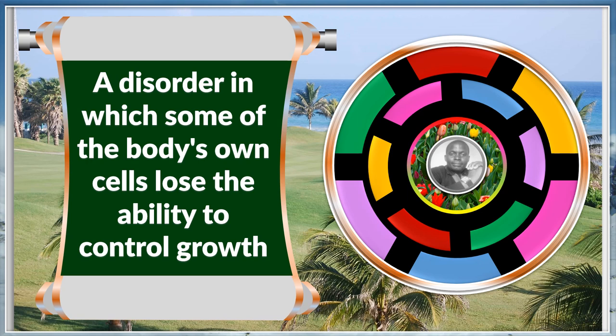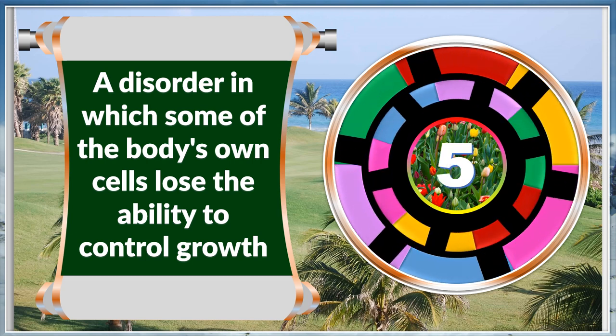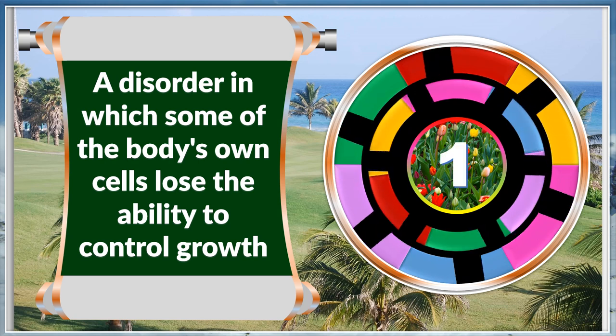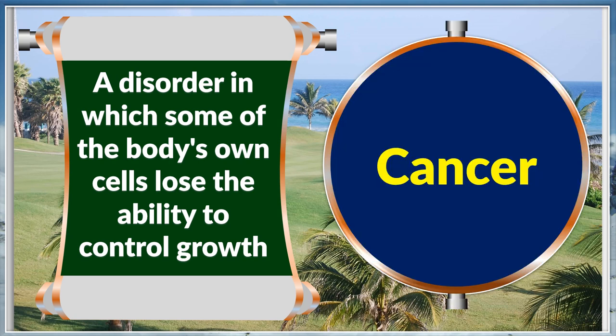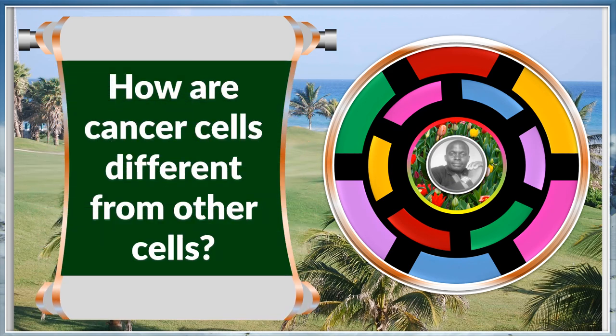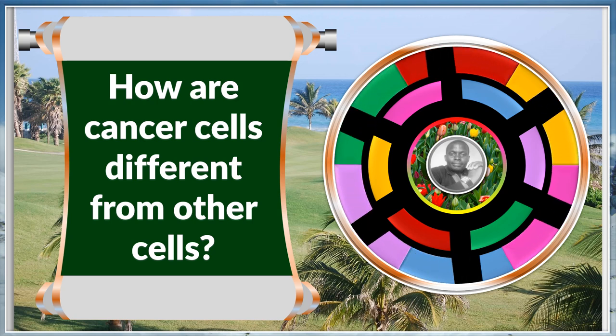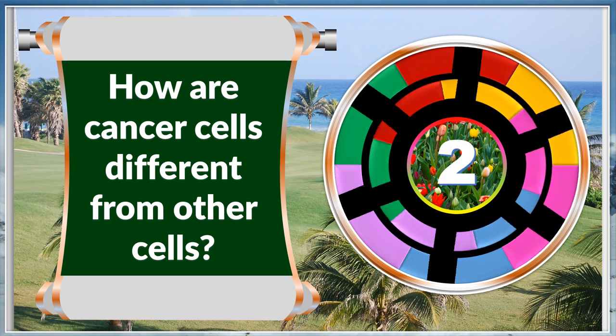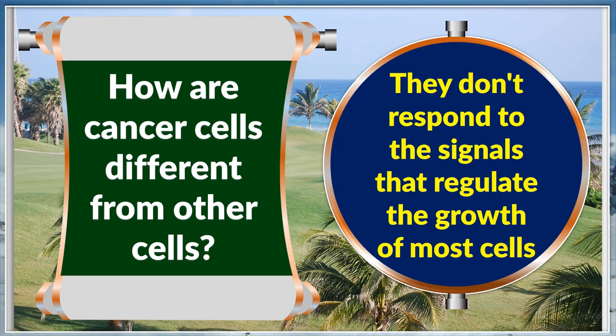A disorder in which some of the body's own cells lose the ability to control growth. Cancer. How are cancer cells different from other cells? They do not respond to the signals that regulate the growth of most cells.